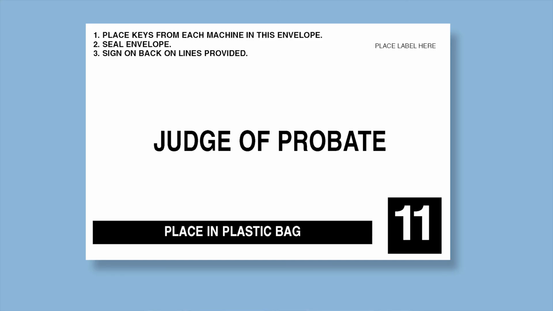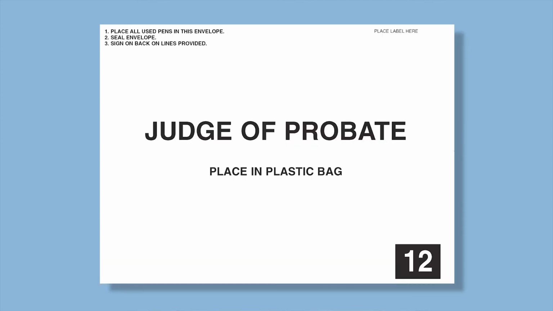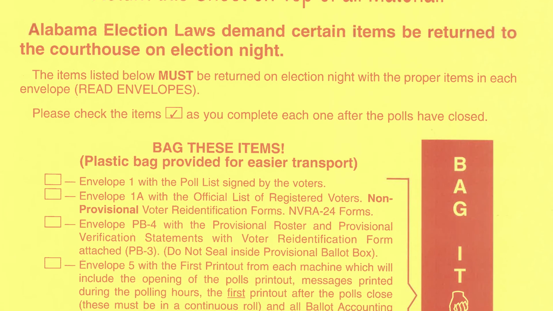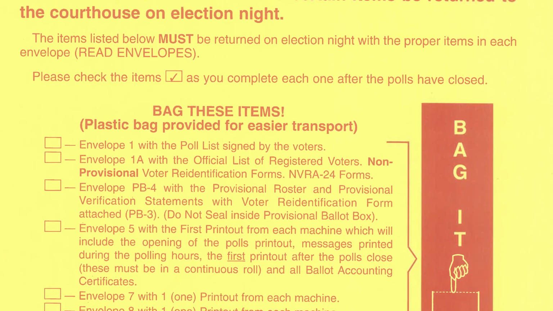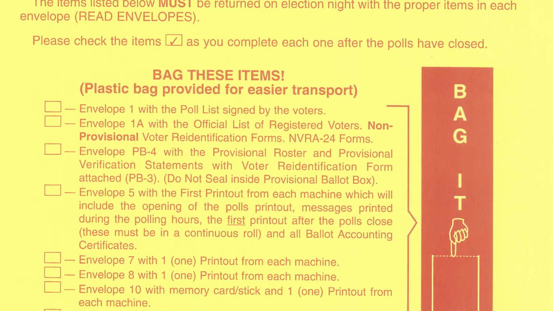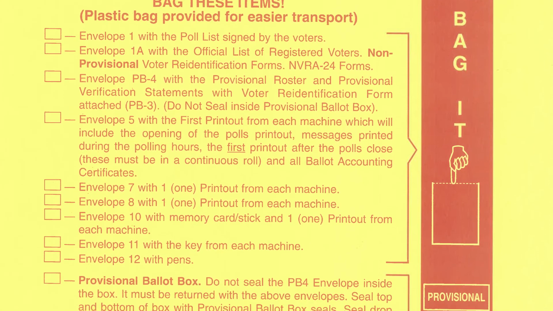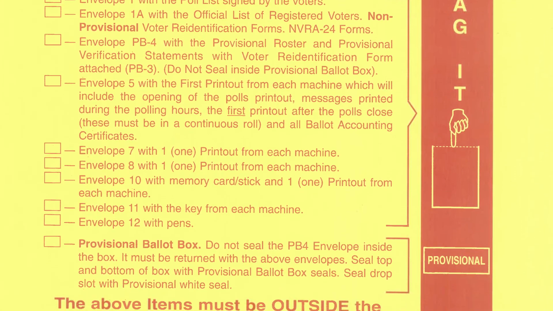Envelope 11 is for your keys for your voting machine. Envelope 12 is for any extra supplies you might want to return to Election Central that night. Again, review your yellow checklist. All brown envelopes go in the brown record of elections box. All of the white envelopes, we provide a large plastic bag.